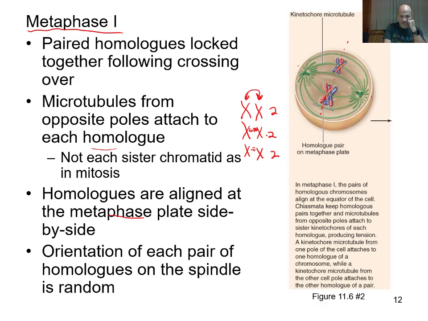The way the pairs line up on that metaphase plate is random. And remember, when we're talking about pairs, you have one paternal, one maternal. The paternal-maternal could line up one way, or they can line up another way, and the next pair of chromosomes lines up independent of any other one. So they don't influence each other, and it's purely random. This is where more genetic variation is going to come in.